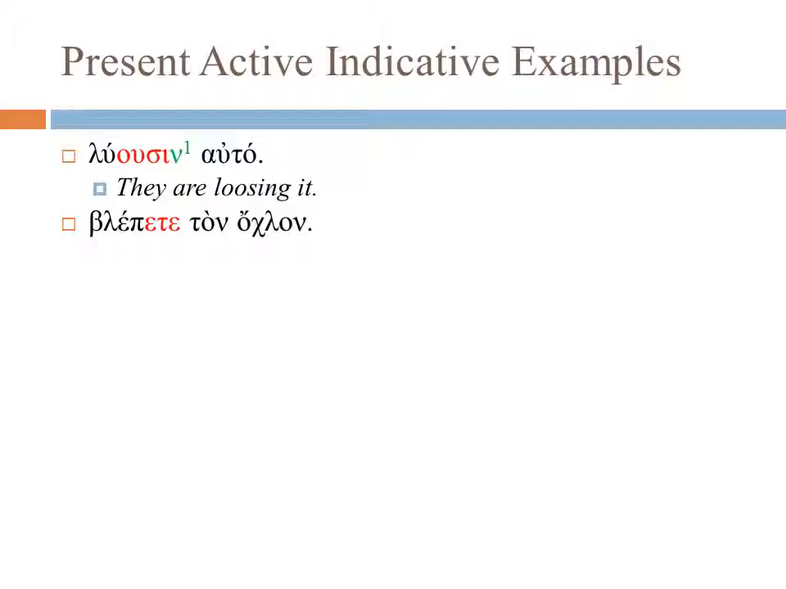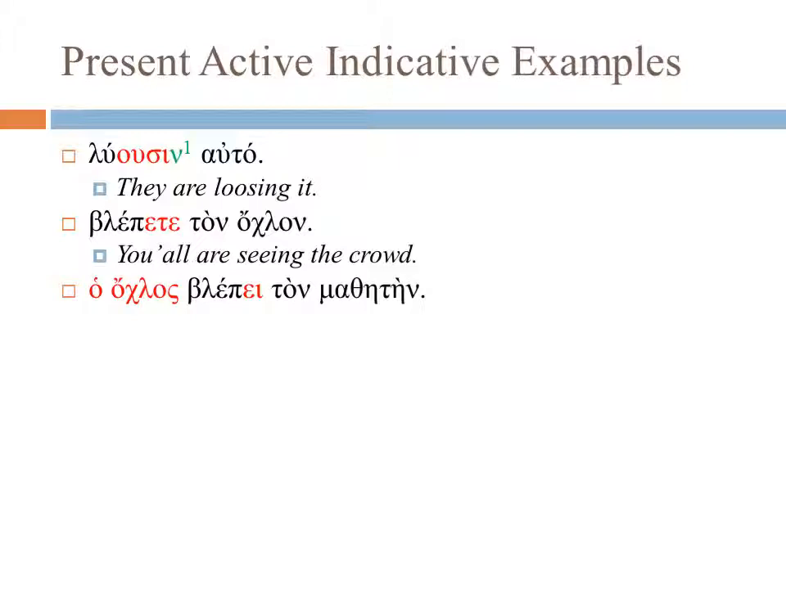So let's look at the next one. Blepete ton achlan. Okay, blepete, which is a verb about seeing, has an ending ete, and that tells us that it is second person plural. And ton, this accusative, tells us this is the object of the verb, but the subject is contained within this verb. And the subject, of course, is y'all, because that's the ending. So we get, y'all are seeing the crowd.